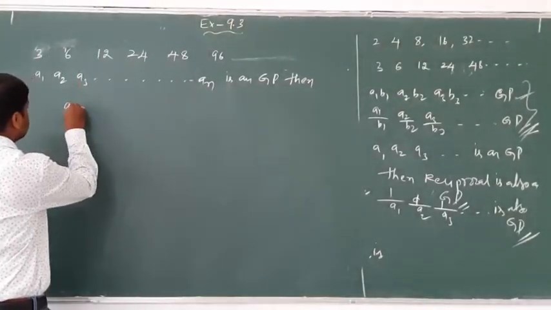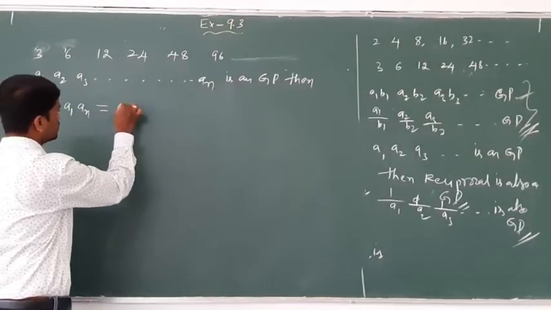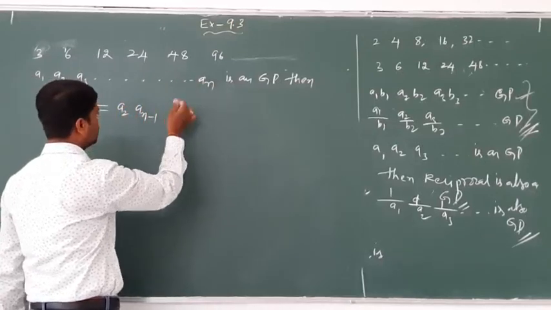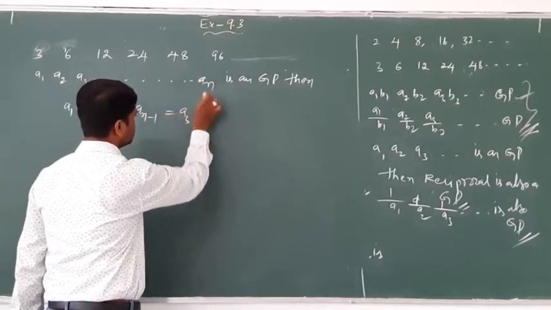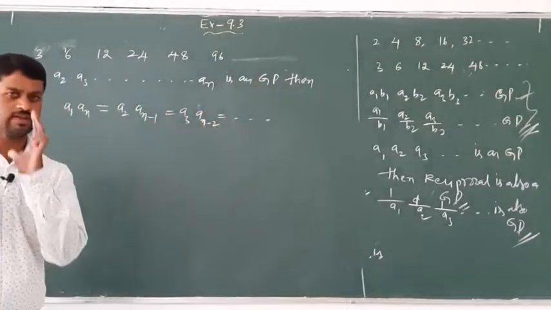Then A1 into AN is equal to A2 into AN minus 1, the term before the last term, is equal to A3 into AN minus 2, and so on. This is one of the very important points.